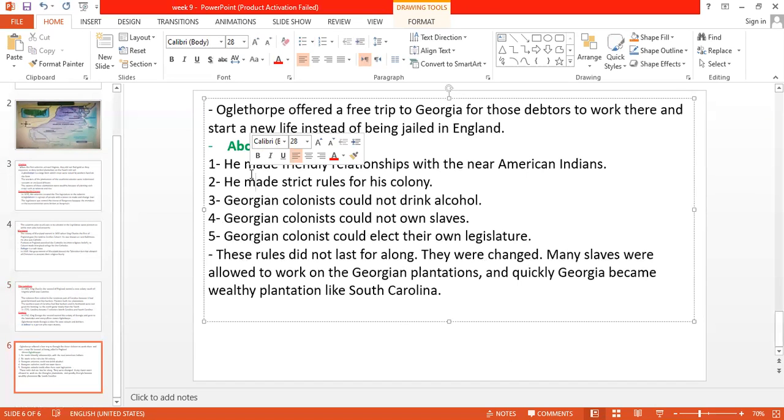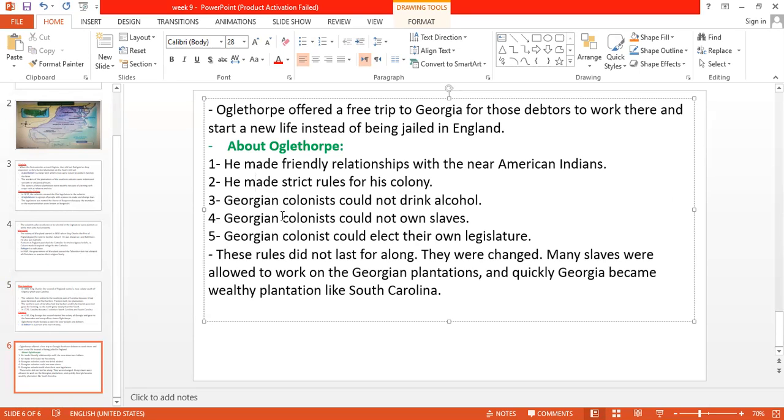So now Oglethorpe offered a free trip to Georgia, okay, to those debtors to work there in the plantations of Georgia and start a new life instead of being jailed in England. And here is what your book mentioned Oglethorpe had done in Georgia. What did he do? Number one, guys, he made friendly relationships, because he was a kind officer, with the American Indians who lived there before the colonists arrived in America. Number two, he made strict rules for the colony.